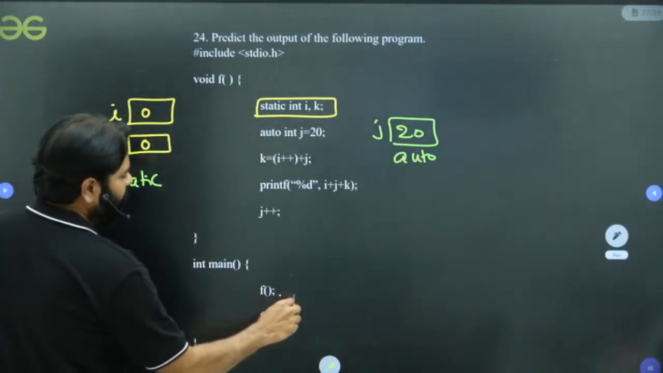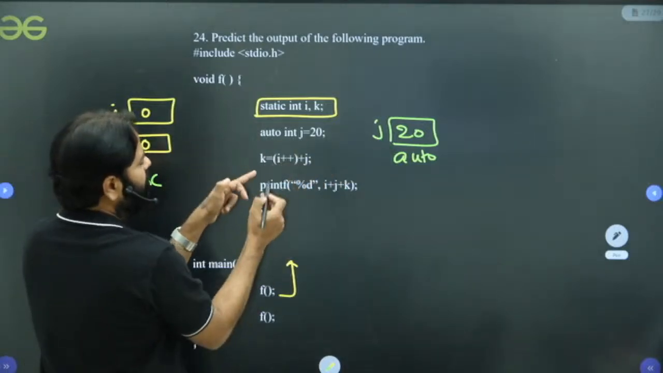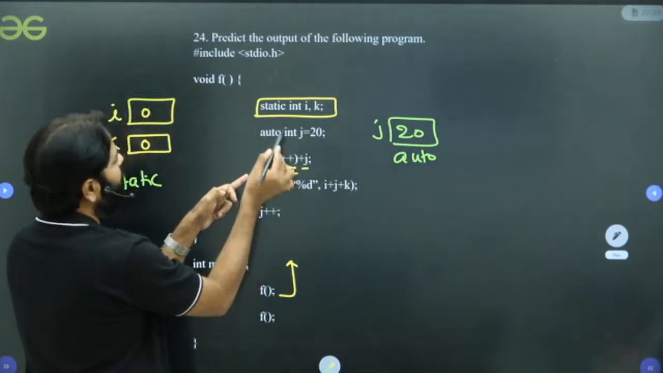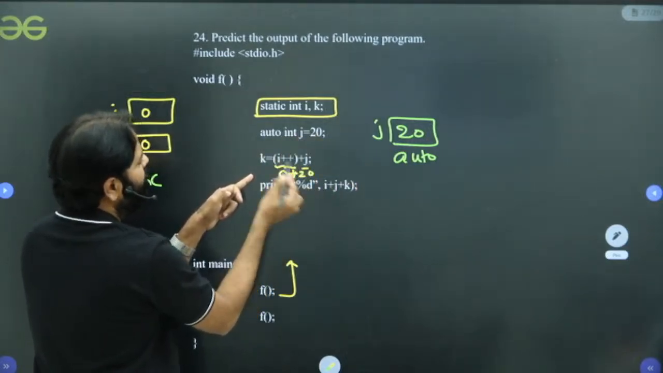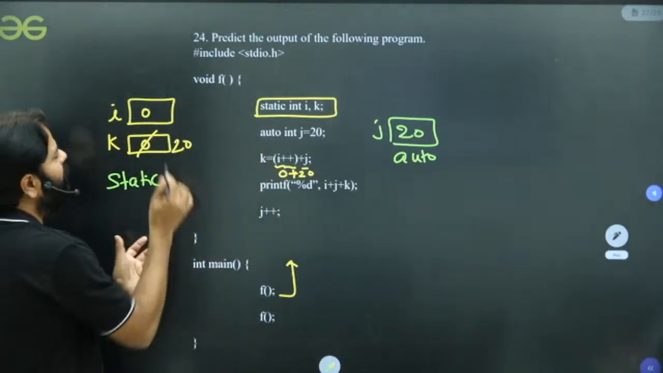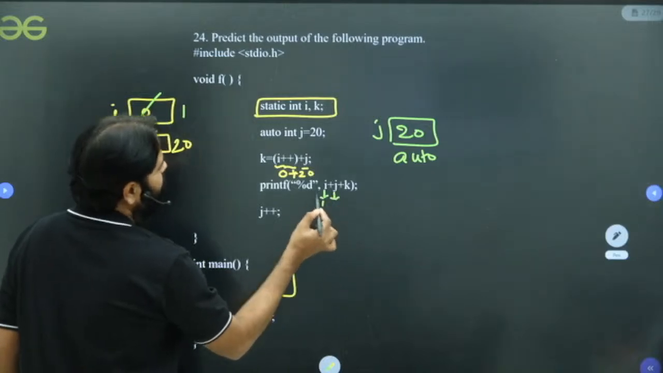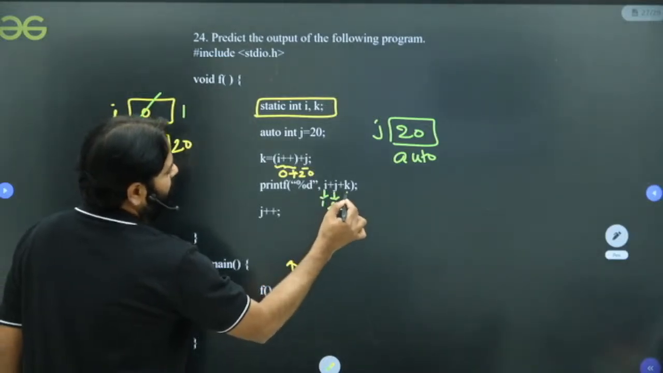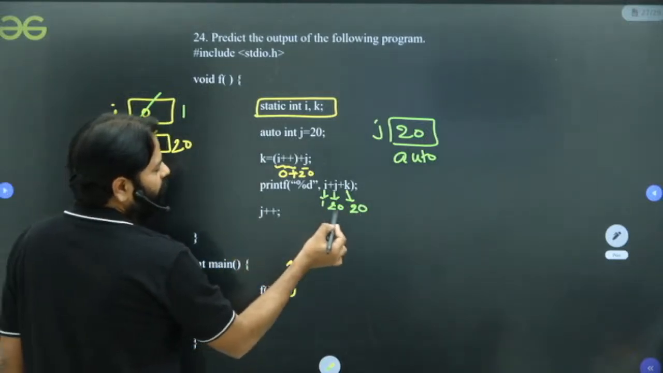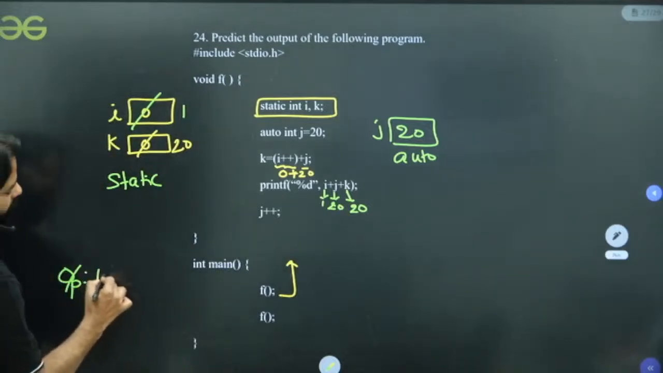First time when you call it, this environment is there already. j is created, and k = i++ + j. What is i? 0, plus what is j? 20. 0 plus 20 will be assigned to k, but after assigning, i also increments to 1. Now this time i is 1, j is 20, not modified yet, k is 20. So you get a value 41. So here you got one output, 41.